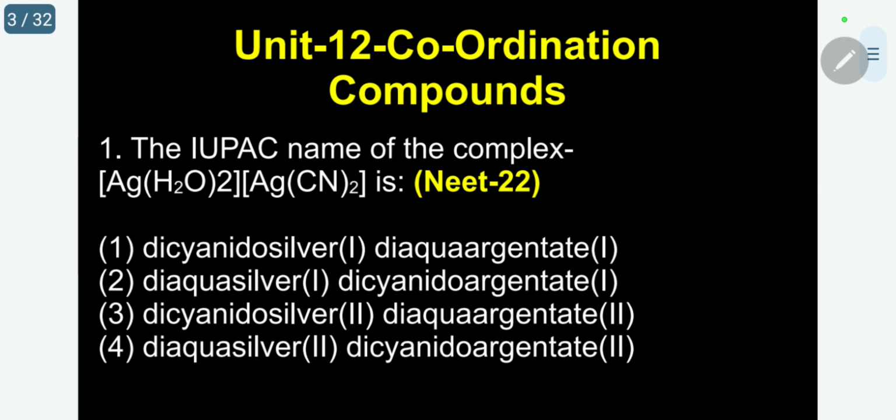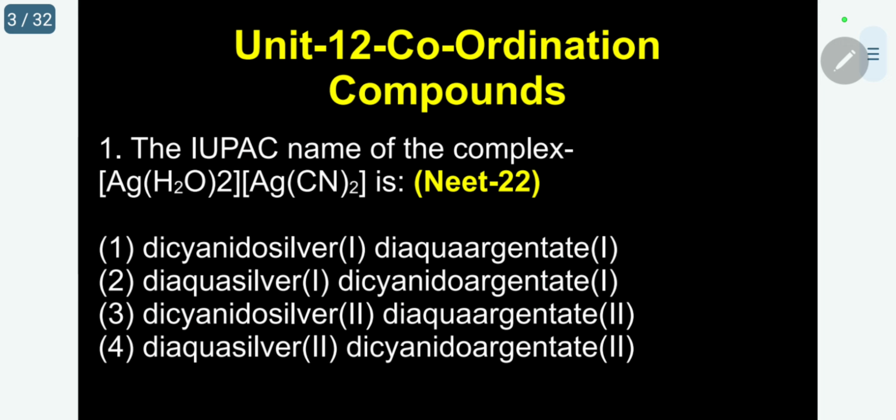The first question in coordination compounds is question number 1. The IUPAC name of the complex [Ag(H2O)2][Ag(CN)2] is asked in NEET 22. This question was asked in the year NEET 22.